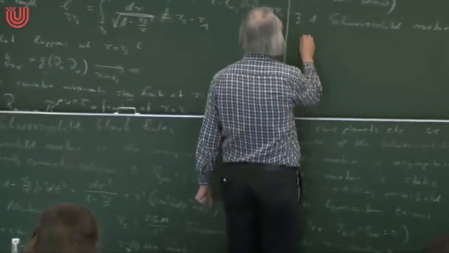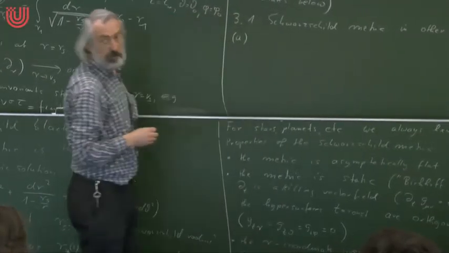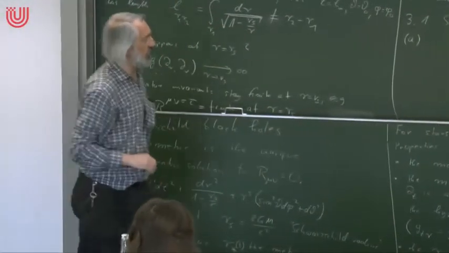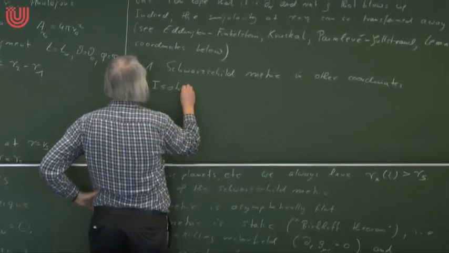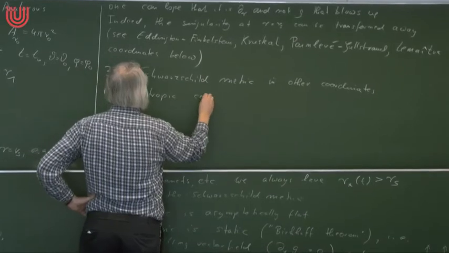So I will begin with a coordinate transformation where just the r is transformed. So this doesn't help in view of the singularity. And this is called the isotropic coordinate system.